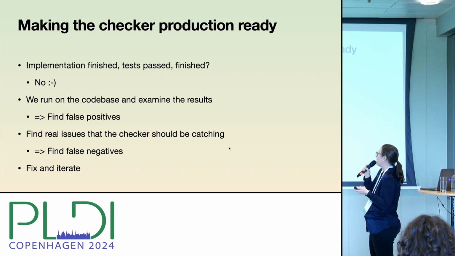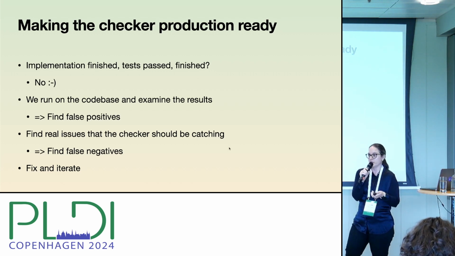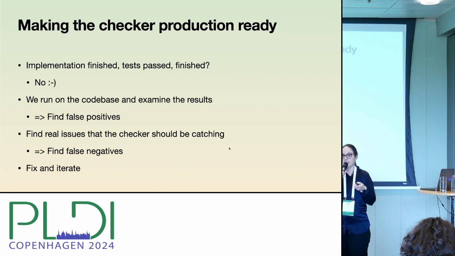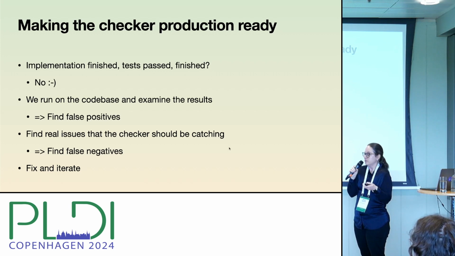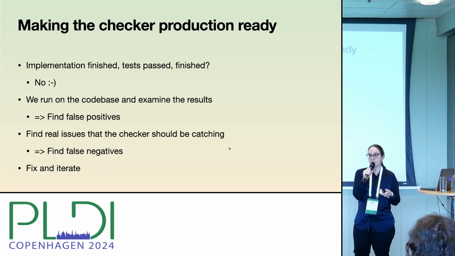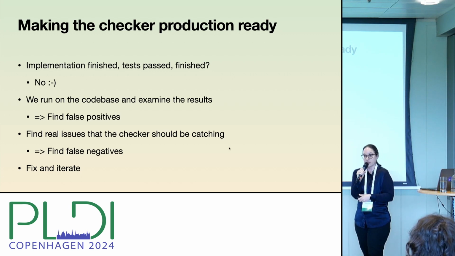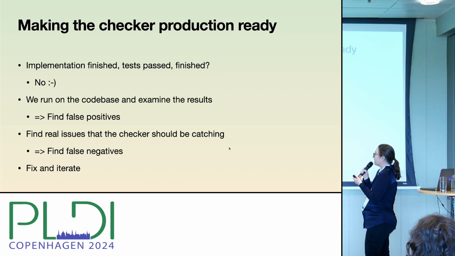And then finding false negatives is harder because obviously we don't know where they are. So for that, we generally work together with developers that know what the retain cycles are that happen in this case. And then they give us the examples. We try to run the checker on these examples to see if the checker can find them, and if not, why, and improve from there. So we need to do all this work and iterate on that.